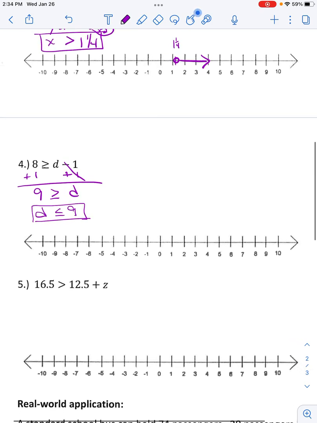Find 9 on your number line. It's less than or equal to 9. So we get to include 9 in our answer. So it's going to be a closed circle, and it's pointing to the left.